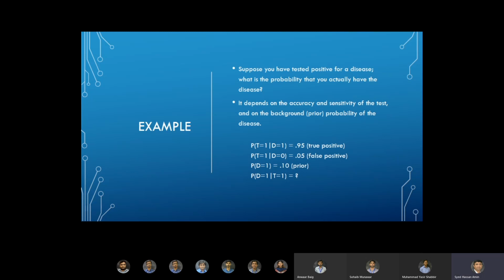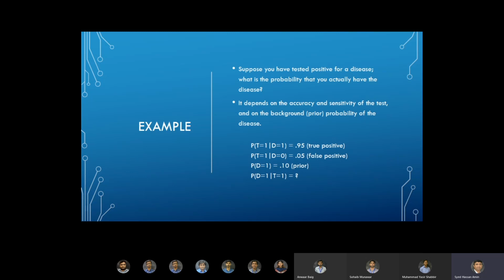In real world scenarios, there are conditional probabilities that can help us derive or determine the final outcome. So suppose you have tested positive for a disease, suppose not you, but someone has tested positive for a disease. What is the probability that you actually have the disease? Okay, so we are interested in that. You conducted some test and that test came out positive. Now, is there a 100% chance that you have that disease?